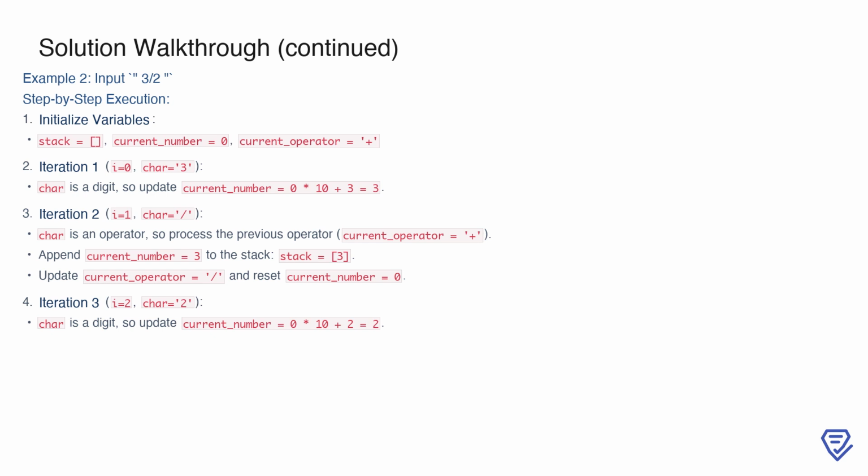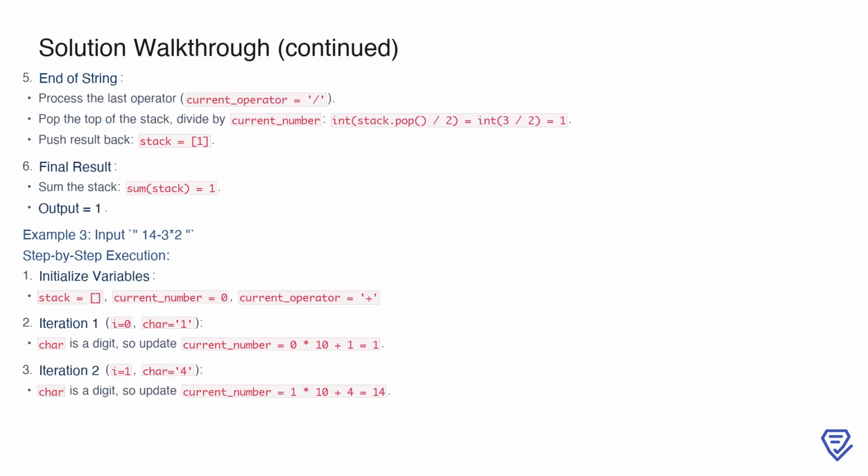In the second iteration, the character is /, an operator. At this point, we process the previous operator, which is plus. This means we append current_number, which is 3, to the stack. The stack now contains 3. We then reset current_number to 0 and update the current_operator to /. In the third iteration, the character is 2, another digit. We update current_number to 2.